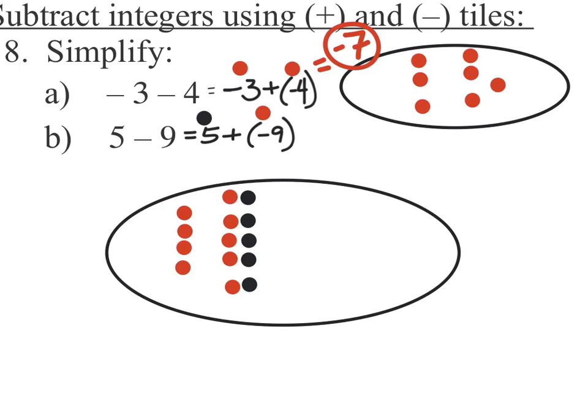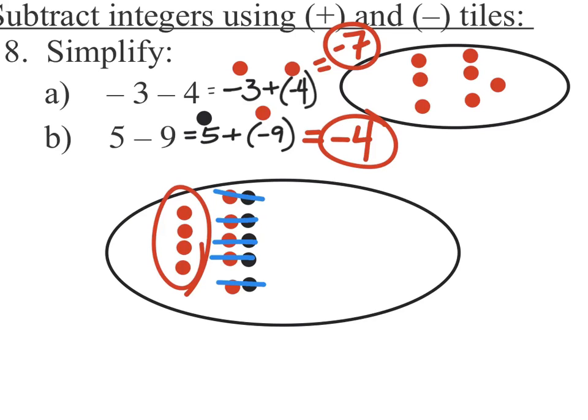And then, of course, we show any 0 pairs that would come from this combination. And I get these 5 0 pairs. So what are we left with? We got these 4, but those 4 are negative. So the answer to that one is negative 4.